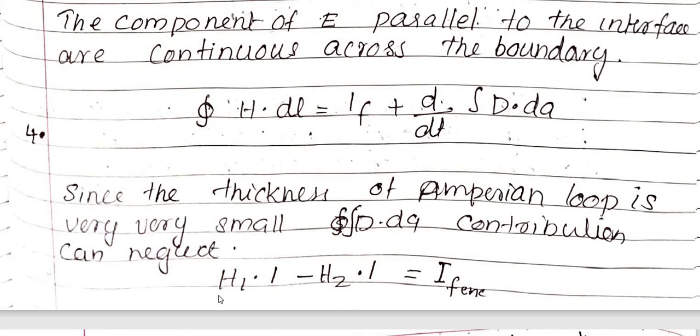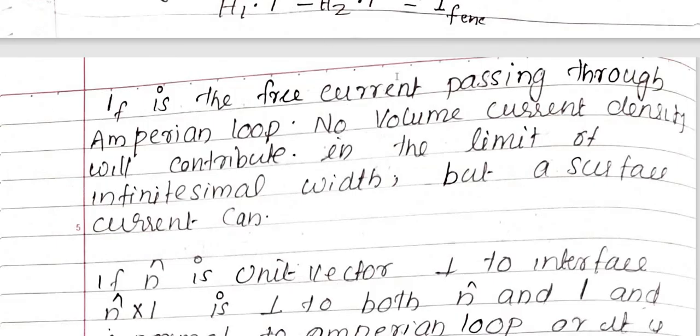So we can write on the upper surface it is H1 dot L minus, in the lower surface, H2 dot L, that is equal to the current enclosed by the Amperian loop of very small thickness. If is the free current passing through the Amperian loop. No volume current density will contribute in the limit of infinitesimal width, but a surface current can contribute.